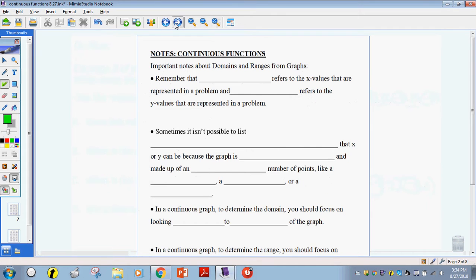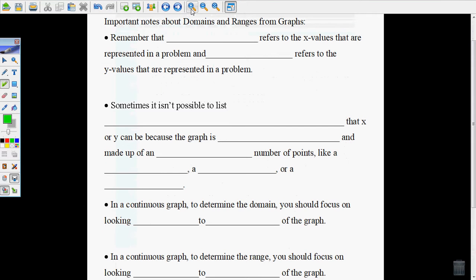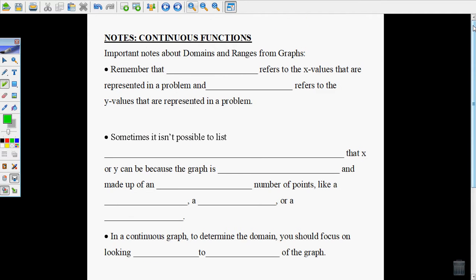Today we are going to talk about continuous functions. With our continuous functions, we're going to do a little fill in the blanks guided notation. I want y'all to consider this a trivia that I gave you, fill in the blanks.